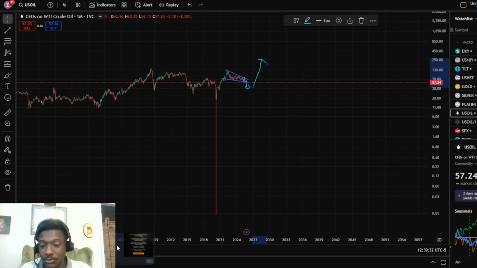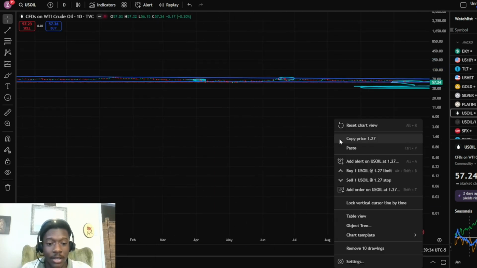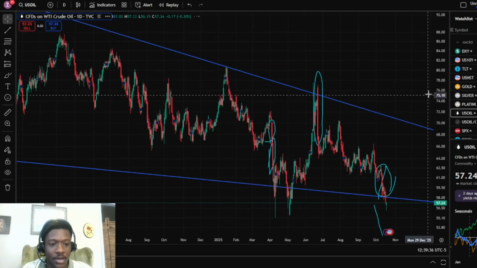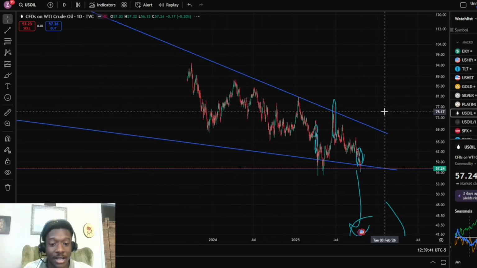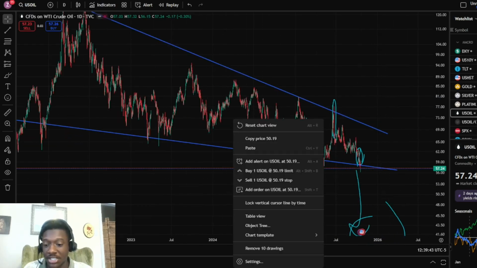So oil is looking pretty weak right now. It's not going to be looking weak forever. We could break down, maybe go into the mid 40s before going a lot higher. But I mean, we're just going to wait and see.